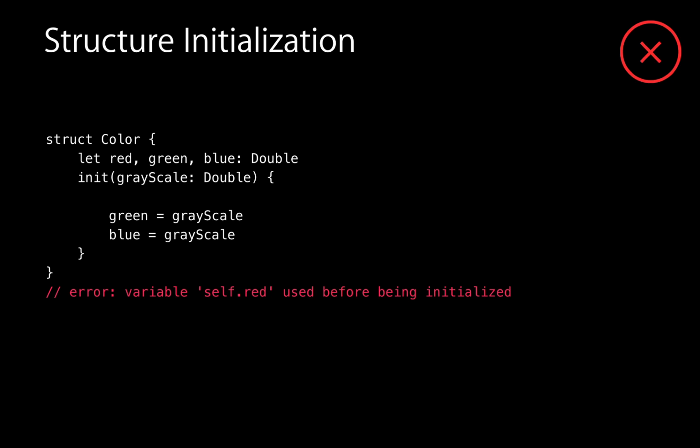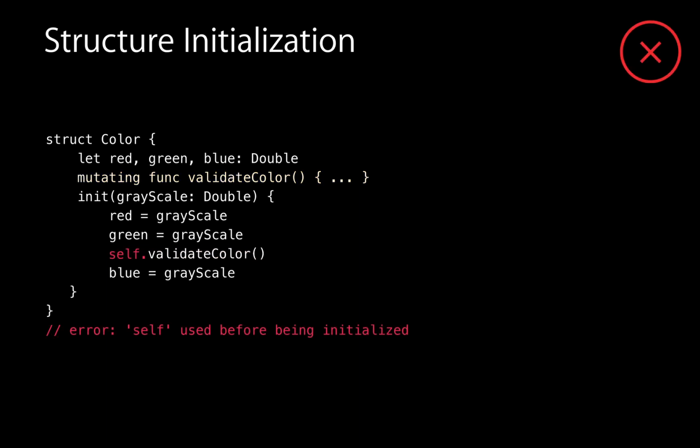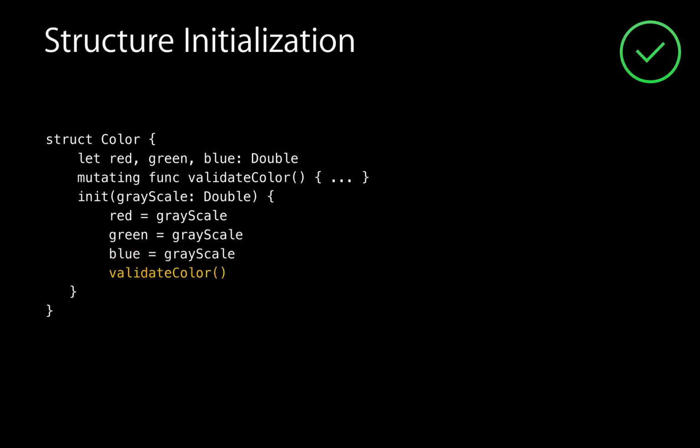And the same is true for calling a method in your initializer before you set all of your properties. For example, say we want a method that validates the color components to make sure they're within a valid range of values, say 0 to 1.0. If we then call this method here inside of the initializer before we set all of our properties, we'd again get a compiler error because we're trying to call a method on self, on the instance, but before self has been fully initialized. So if you need to access self to customize any property values or to call any methods in your initializer, always do so after you've set all of your stored properties to appropriate values.